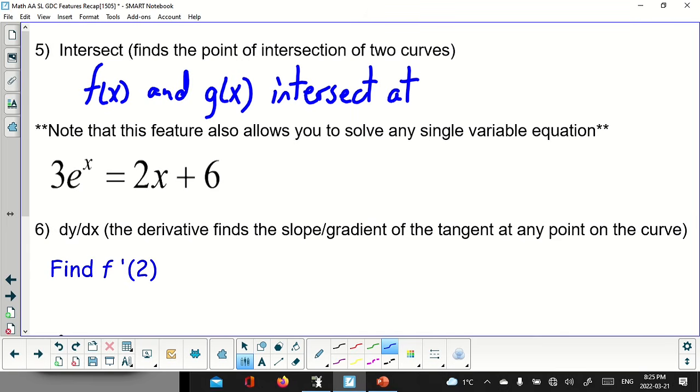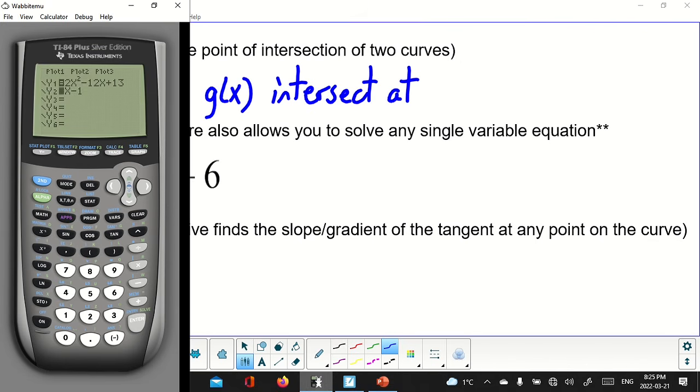Probably the most important feature on this graphing stuff is the intersect feature. If I'm wondering where f and g intersect using those definitions from the last slide, I can turn my G function back on, so I'm going to see them both. I'll hit graph. And we can see that they're going to intersect in two different places.